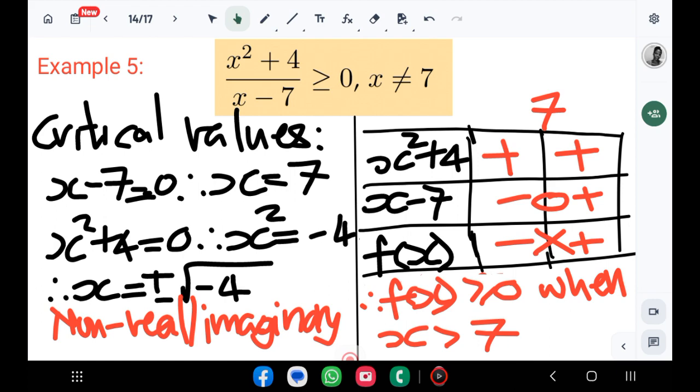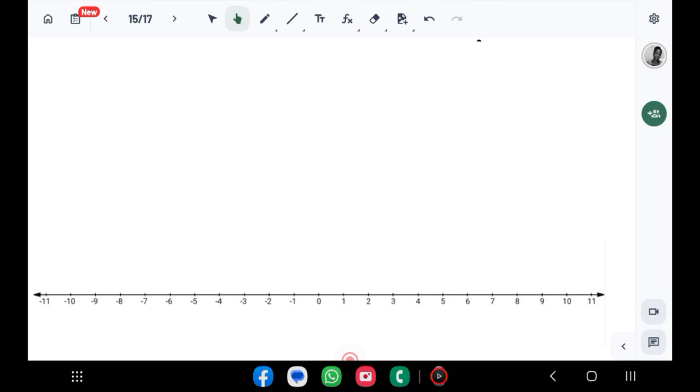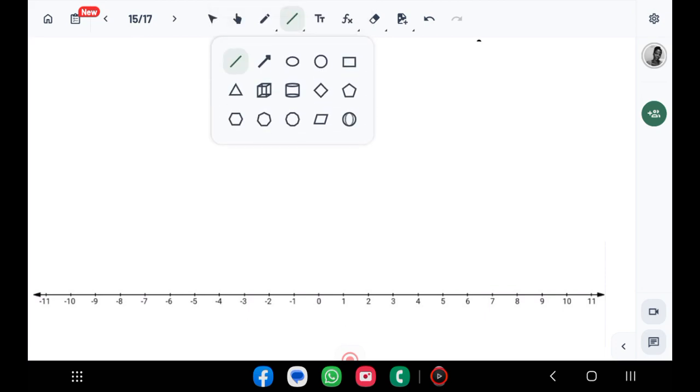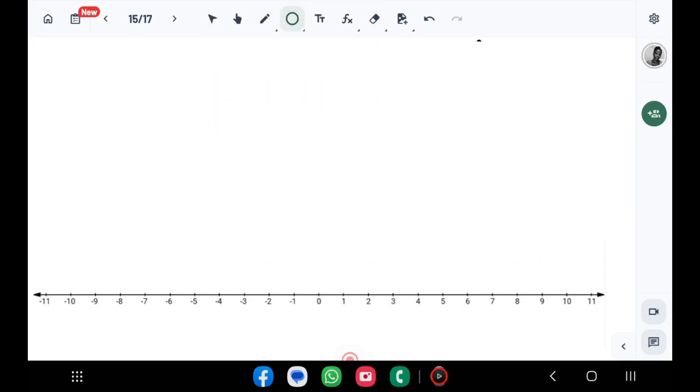How do we present that on a number line? We only have one critical value, at 7. The critical value will be at 7, and because 7 is not included, we're going to have a hollow circle.